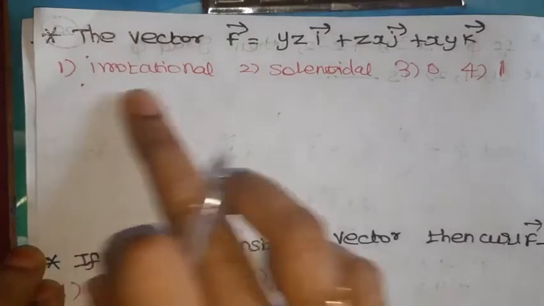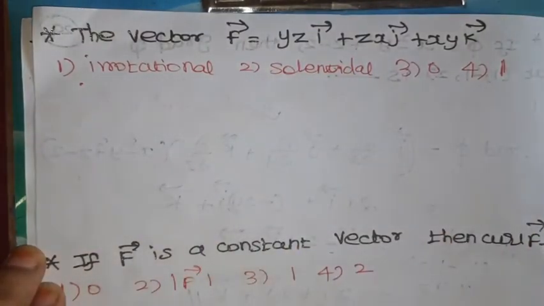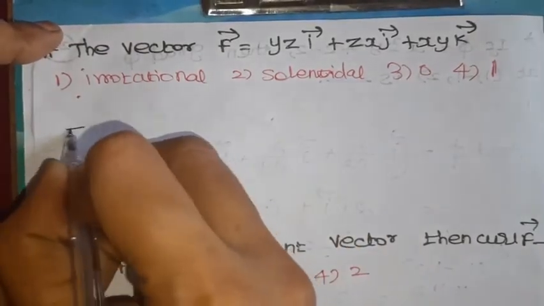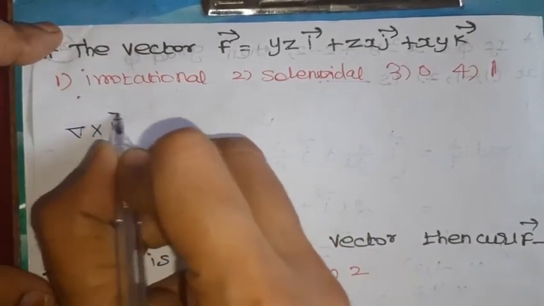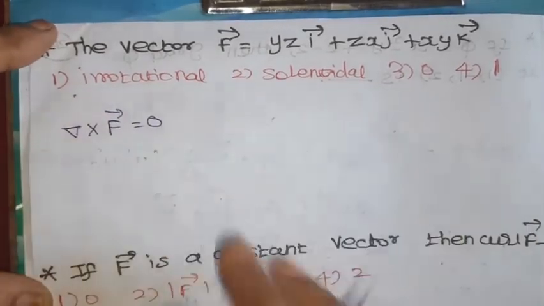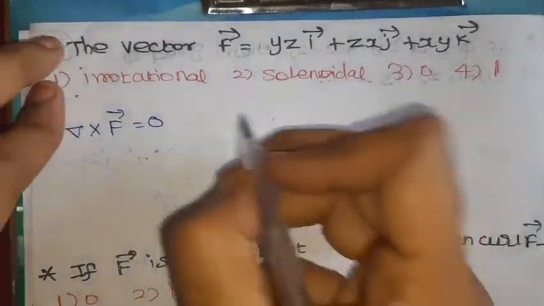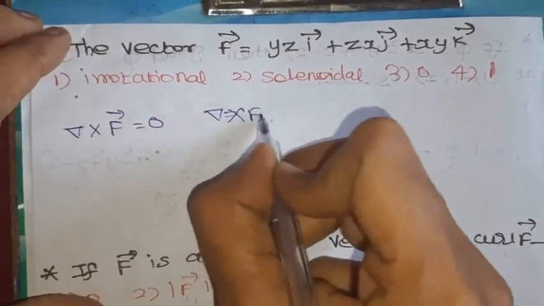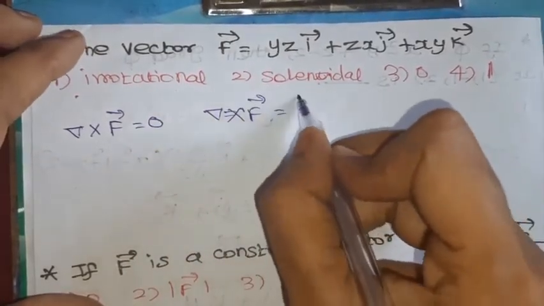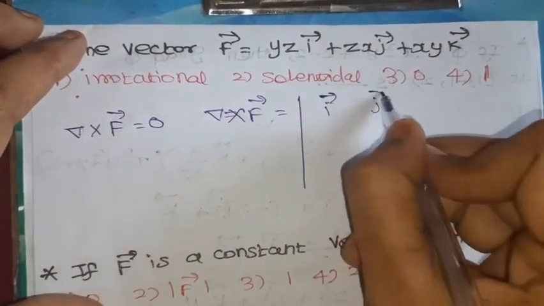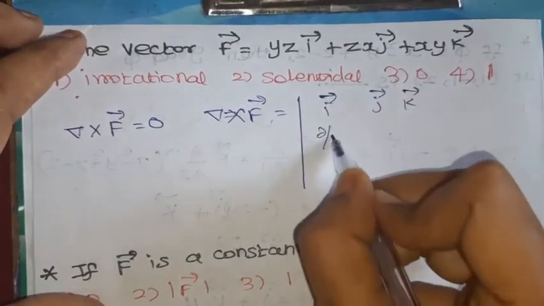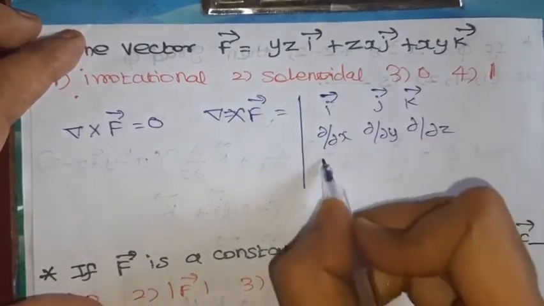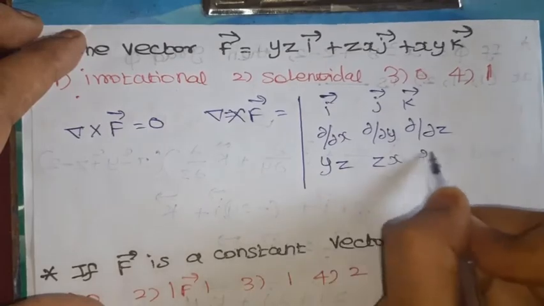The vector is given. We need to find out whether it is solenoidal or irrotational. Solenoidal means del dot f is zero, irrotational means del cross f, the curl of this, is equal to 0. So find out del cross f and then check. If it is 0, then the given vector is irrotational. So i, j, k, dou by dou x, dou by dou y, dou by dou z, then yz, zx, xy.